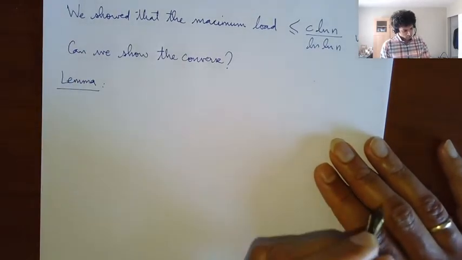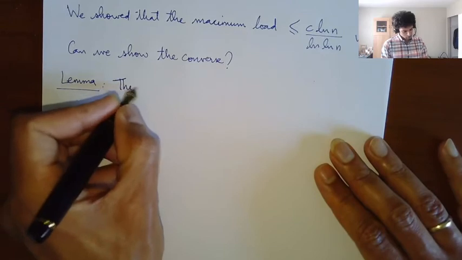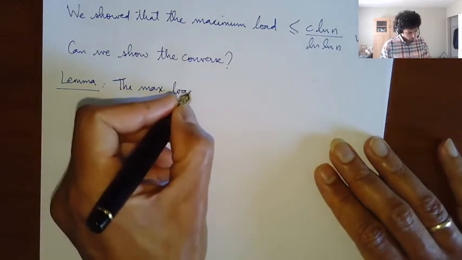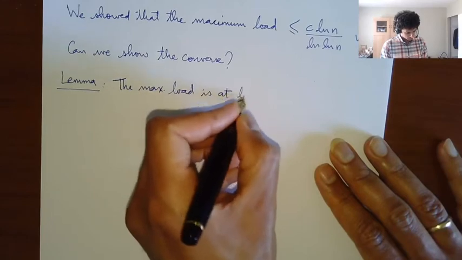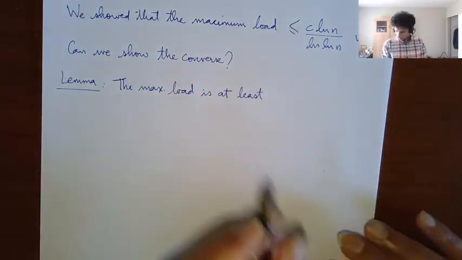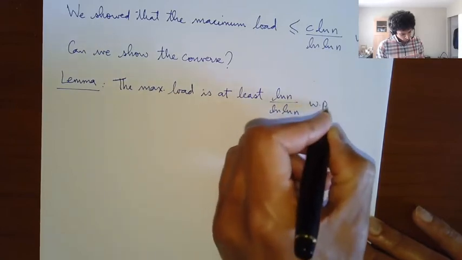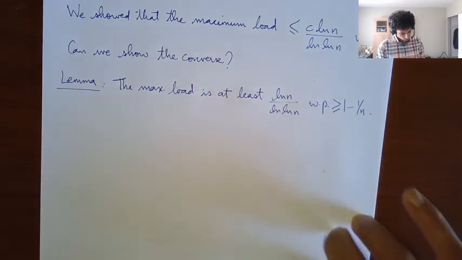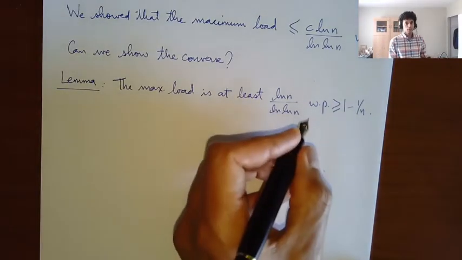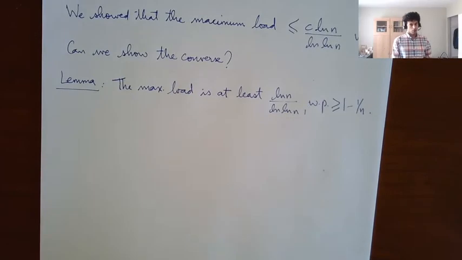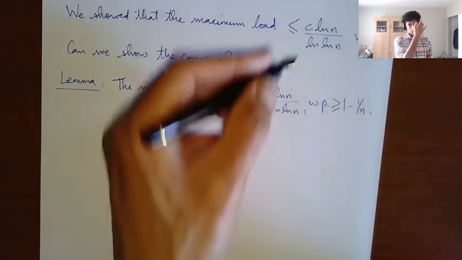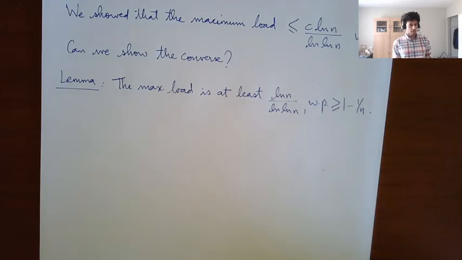In the standard balls and bins, the maximum load is at least log n over log log n with probability at least 1 minus 1 over n. So with very high probability, the maximum load is at least log n over log log n. I think of this as quite remarkable, that we can nail down the asymptotics of the maximum load so precisely. It can even be nailed down to lower order terms.